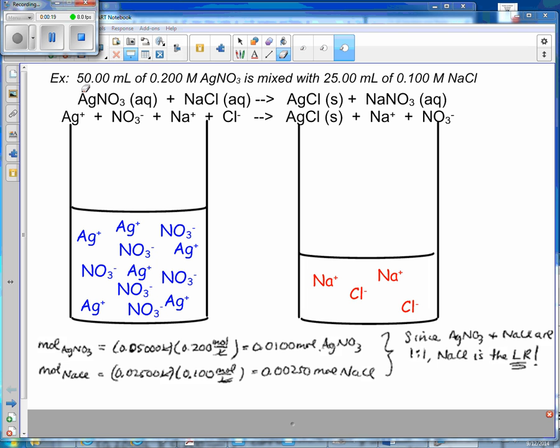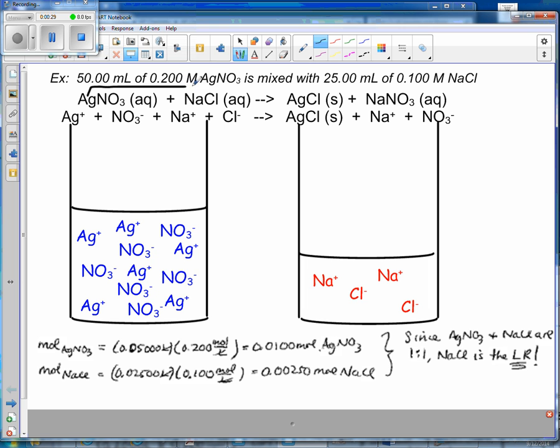So the problem said we had 50 mL of 0.2 molar silver nitrate reacting with 25 mL of 1 molar sodium chloride. All right, so we mixed the two and a double replacement reaction took place. The silver hooked up with the chlorine and we made this precipitate according to the solubility rules.